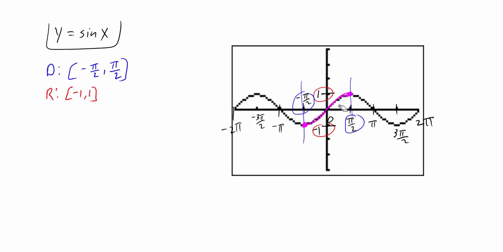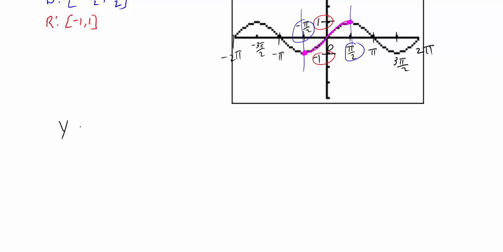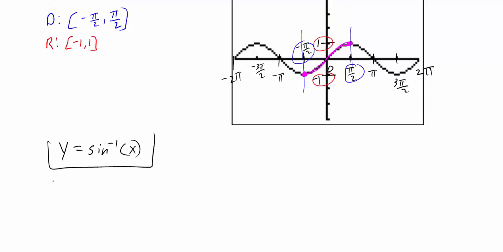So we now have a function that is one-to-one. So when we think of the inverse function, y equals the inverse sine of x, then what's going to be the domain and range here? Well, the domain is going to be the reverse of what we had up here. Remember, we're going to switch our x and y values. So our domain is going to be negative 1 to 1, and the range is going to be negative pi over 2 to positive pi over 2.